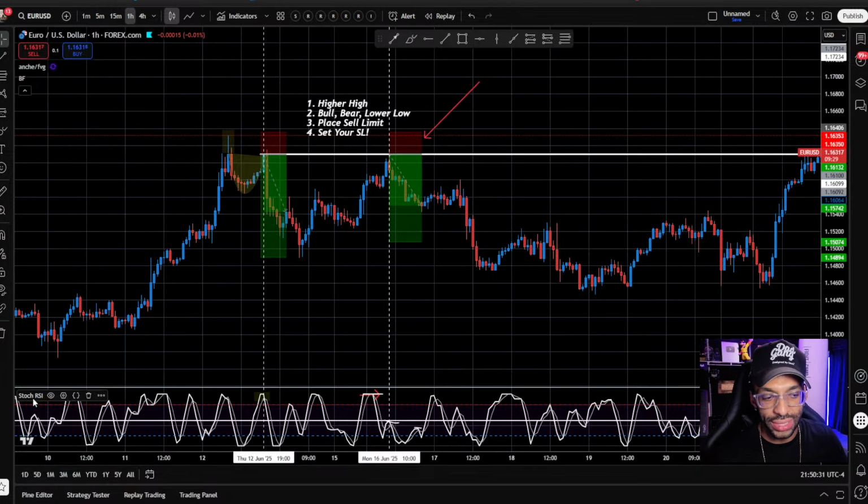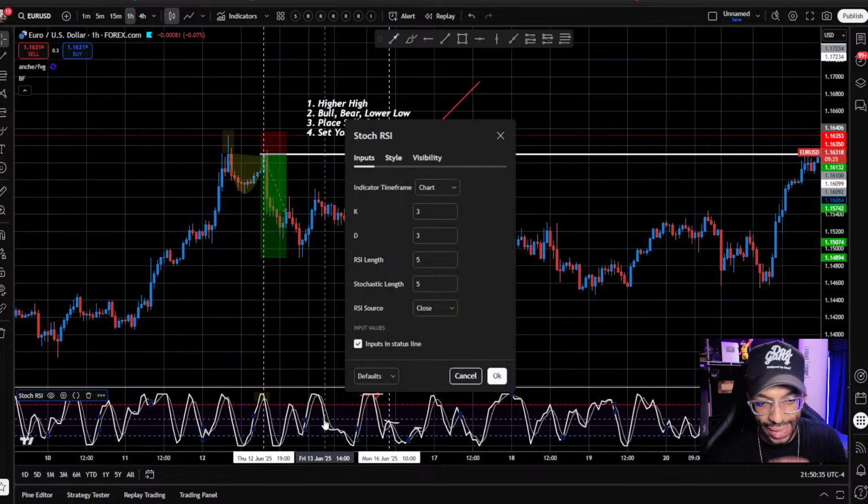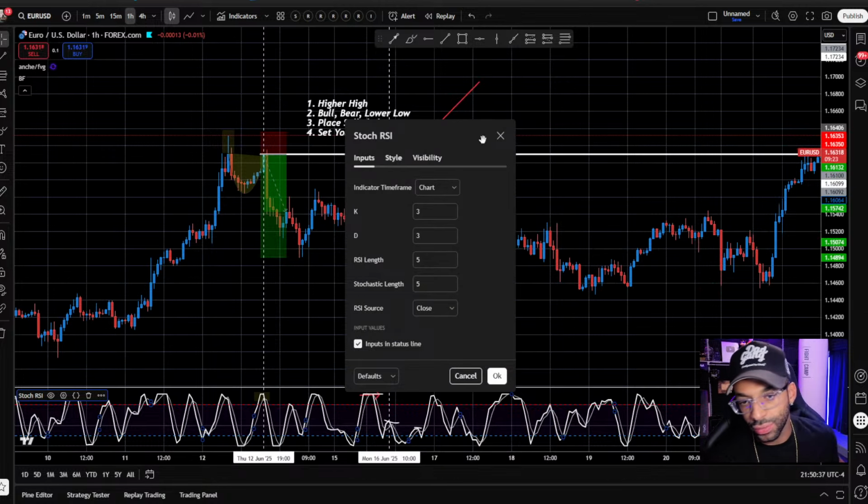But I use the stochastic RSI. I like using stochastic RSI. And the settings that I have on that are 3355. If you're on TradingView, you can use stochastic RSI, and I got 3355 on that.